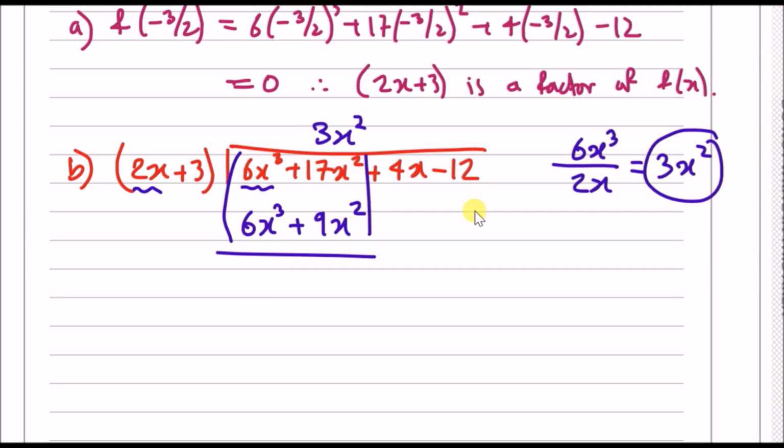17 take away 9, and they both will have x cubed. You're going to get an 8x cubed. And then that's pretty much the main idea. And next, you would have to drop 4x down. So you're going to get plus 4x. And then once again, guys, just rinse and repeat.